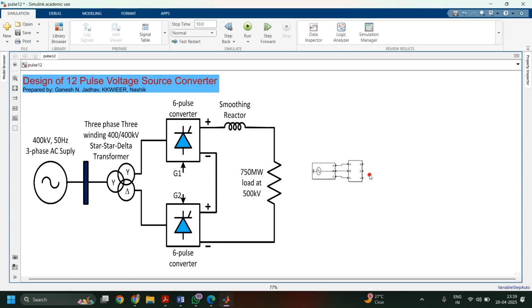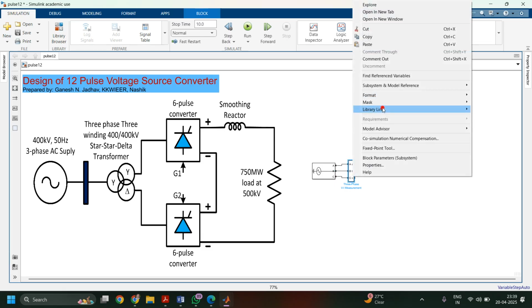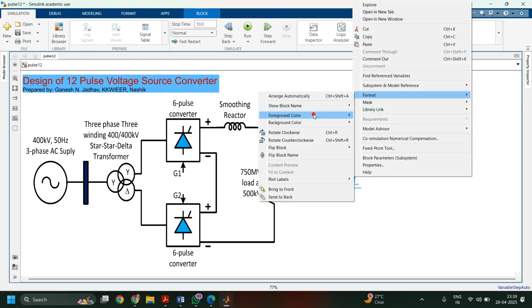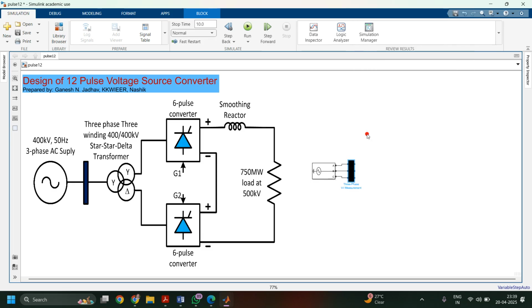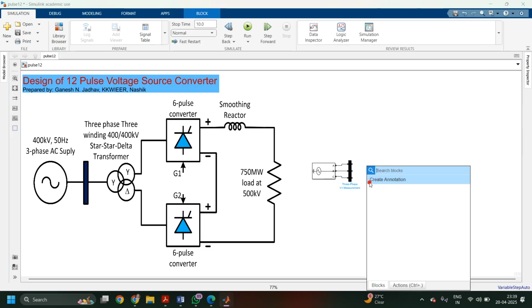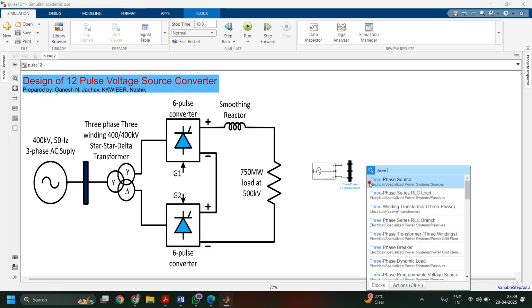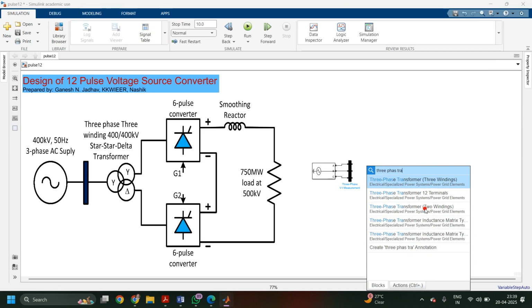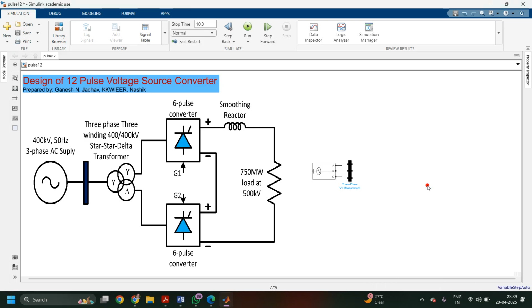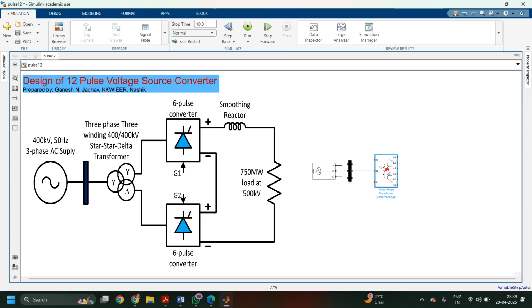Then next we have to connect one transformer. So you can treat this as a bus also. Right click this, format background color, and set that background color to black. So it will look just like a bus, the three phase VI measurement bus. Now we need a three winding transformer. I need a three winding three phase transformer. So click here. So this three-phase transformer with three windings will appear. Now connect this three-phase transformer here.